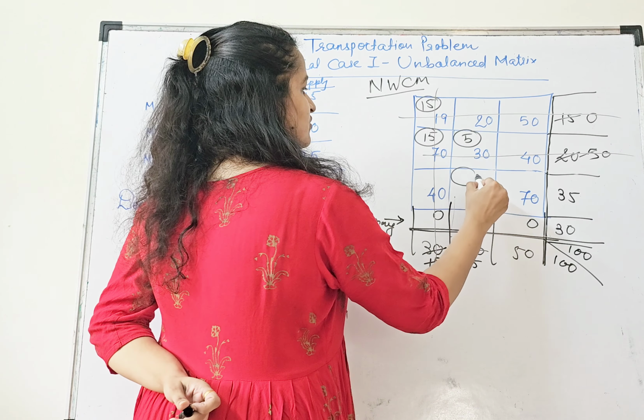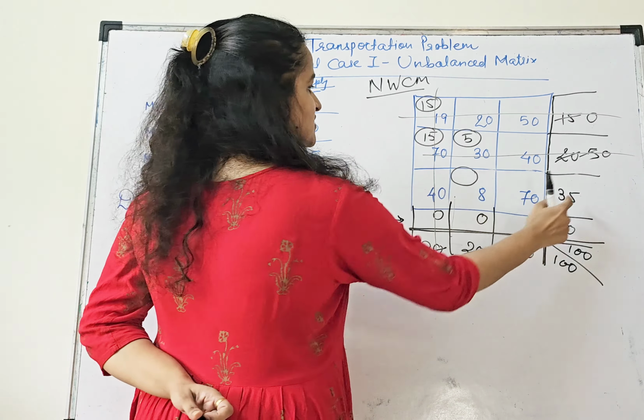So the allocation is going to be here. How much allocation out of 15 and 35? 15. So this gives me this as 0 and 35 minus 15 is 20. Yes, so whatever becomes 0, cut it. Now the remaining matrix is this much.